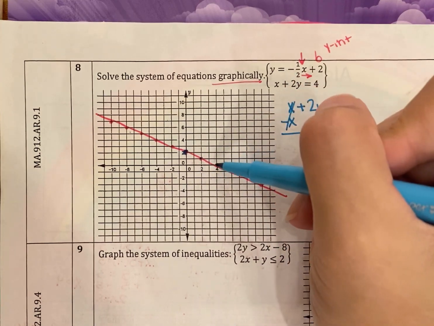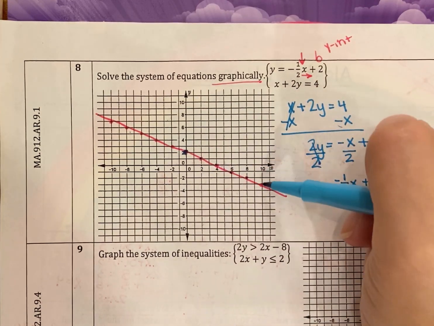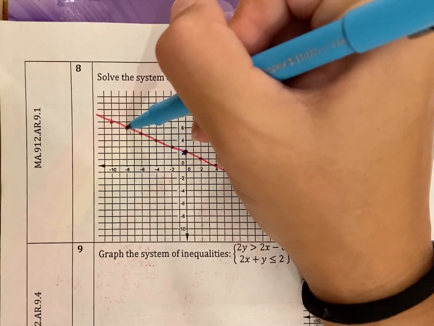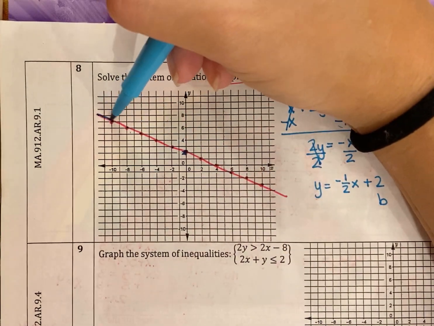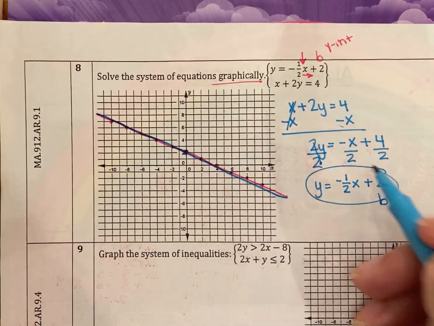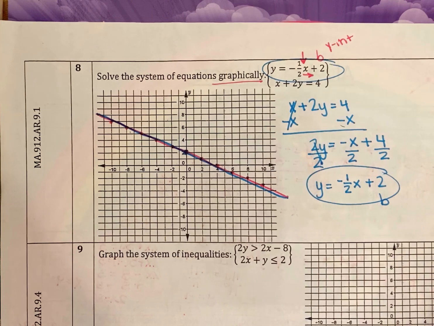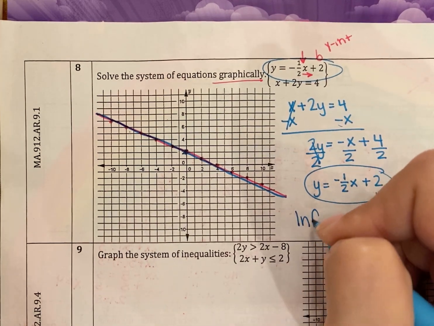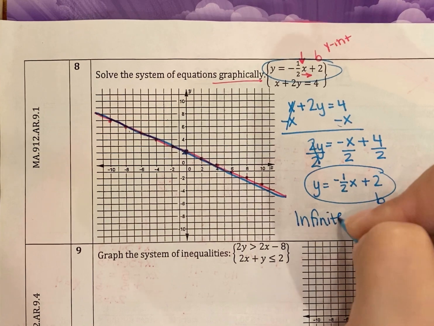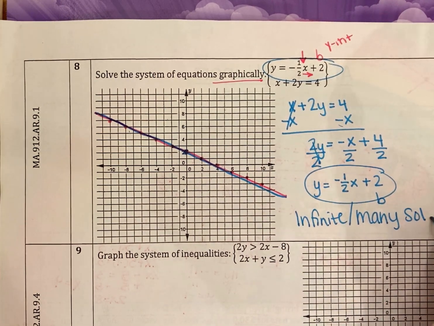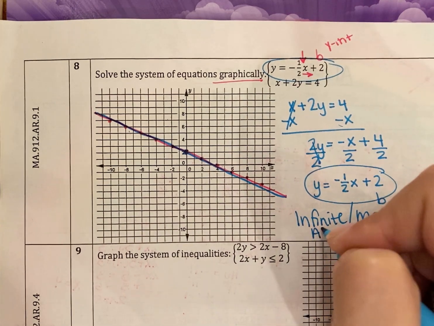Oh my gosh. Every single point is the same. That's weird. What does that mean? That actually means that there are many solutions, because this line and this line come out to be the same exact thing. So this is infinite or many solutions. You could also say all real numbers.